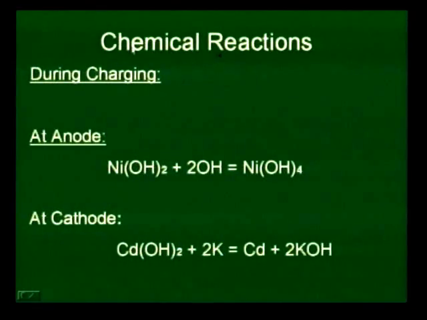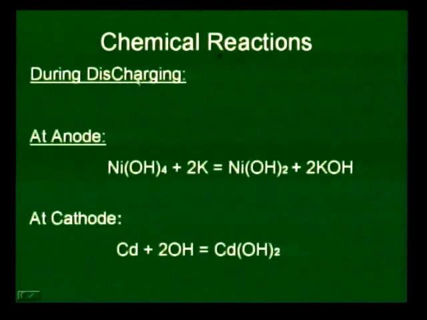Now we look into the chemical reactions at anode. The reaction taking place is Ni(OH)2 combines with 2 OH ions of the electrolyte and gives rise to Ni(OH)4. At cathode, the Cd(OH)2 combines with 2 potassium ions of the electrolyte and gives rise to cadmium and potassium hydroxide, Cd plus 2 KOH.